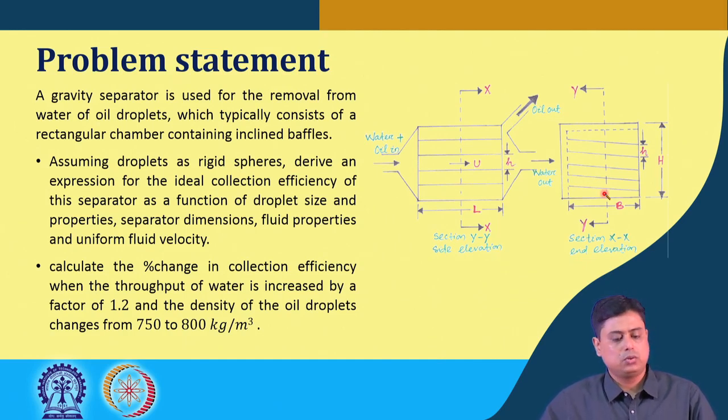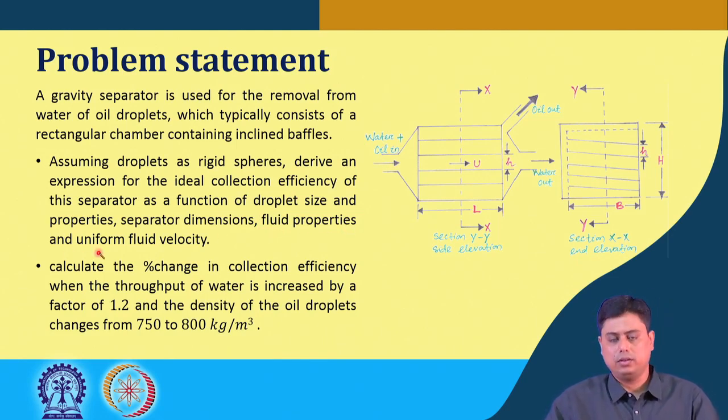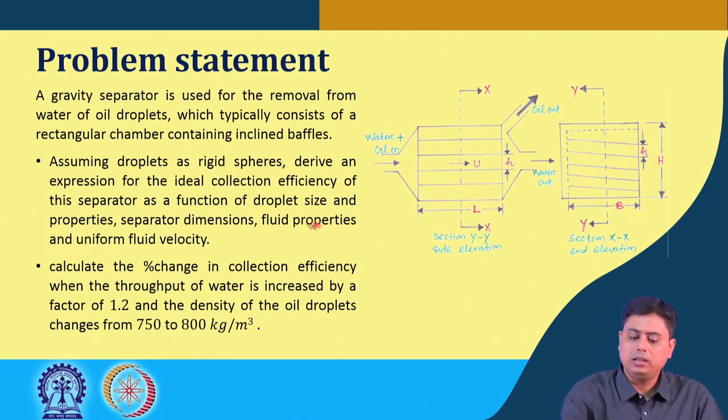Here the problem is that, assuming the droplets act as rigid spheres, we have to derive an expression for the ideal collection efficiency of this separator as a function of droplet size and its properties, the separator or chamber dimensions, the fluid properties, and assuming uniform fluid velocity. Because all these parameters eventually influence the collection efficiency of this separator.